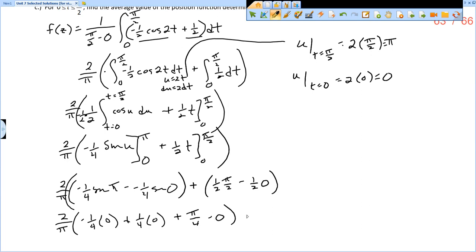So all of that, that's just 0, 0, 0. So 2 over pi times pi over 4. So the pi's reduce and I get 1 half. So the answer to C is 1 half.